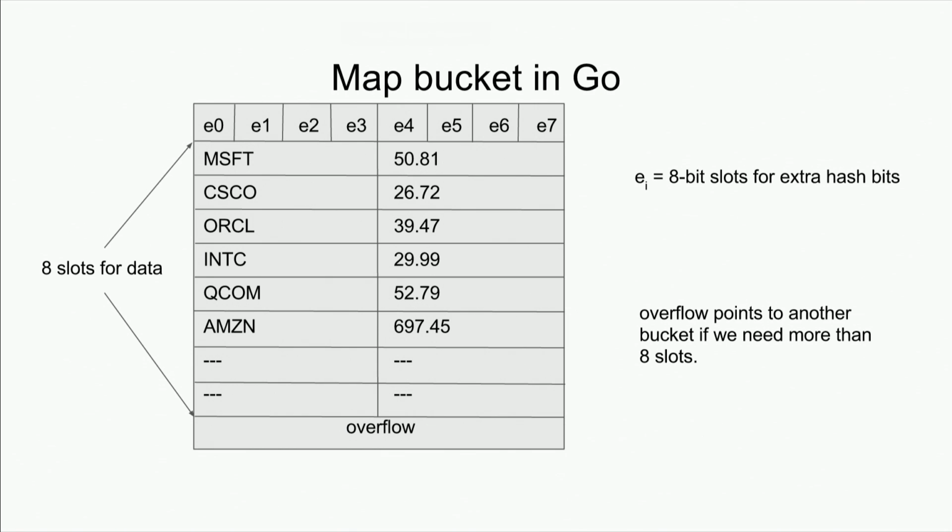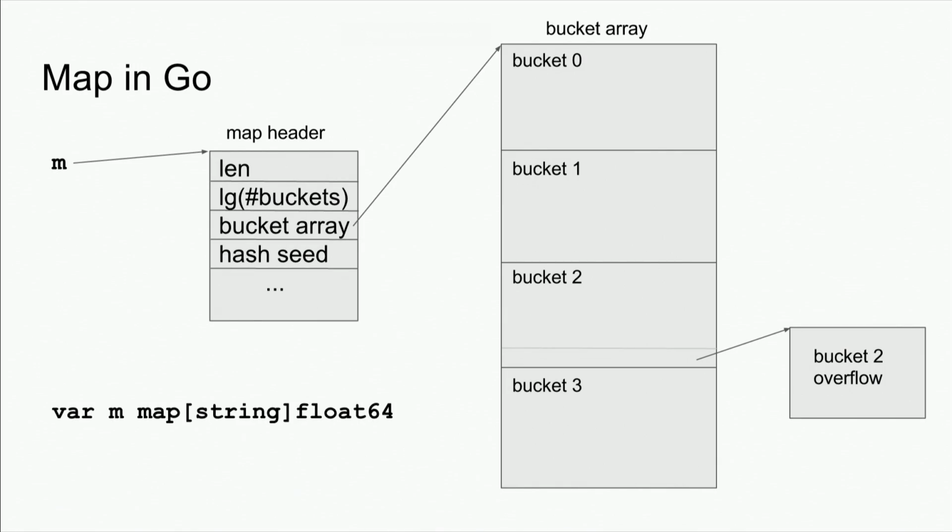In addition, at the top of this bucket, we keep a couple extra bits for each entry that keeps track of some additional hash bits for each of those entries. And that's used to do faster comparisons to check whether any particular entry in the bucket matches. And I'll go into more how that gets used in a little bit. So this is what a bucket looks like in Go. It's not particularly complicated. And this is what a whole map looks like.